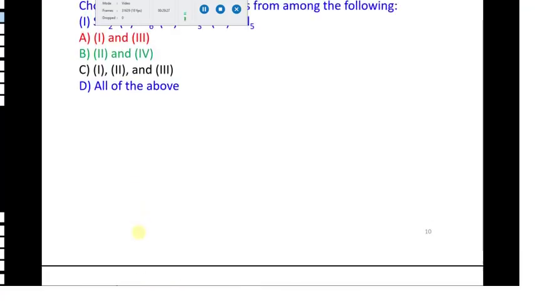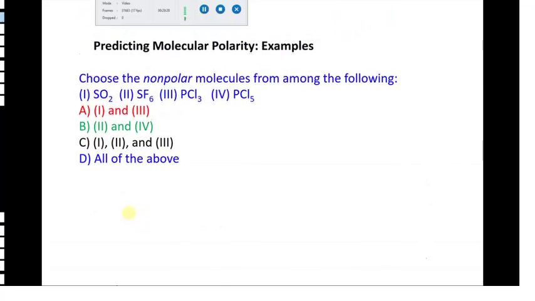There we go. All right, so we want to choose the nonpolar molecules from the following. And again, the whole key to all of this is to be able to draw the Lewis structures, at least get a good approximation of it.